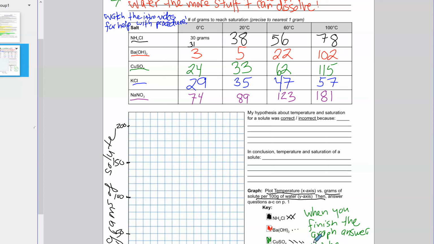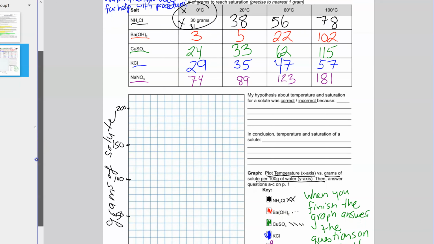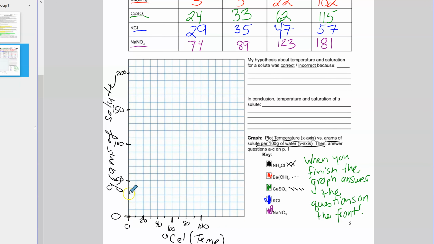So for our values here, the x-axis has the temperature. These are going to be my x values, and this is going to be my y coordinate. So for my first point, I've got a point at 0, 30 for NH4Cl, ammonium chloride. So let's put a point at 0 degrees Celsius and then 30 grams. So 10, 20, 30. That's my first point.